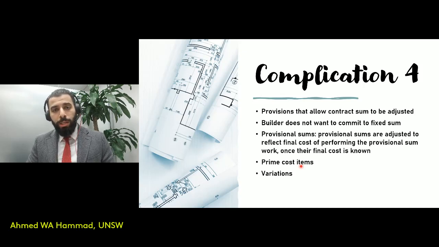And finally, variations, and that's where the scope of works changes, and it allows the contractor to get extra money for the change of scope. So these were a number of complications that I highlighted for you. No matter how simple the project is, there's always going to be some sort of complication. The most likely complications to arise are the ones that I went through in this video.